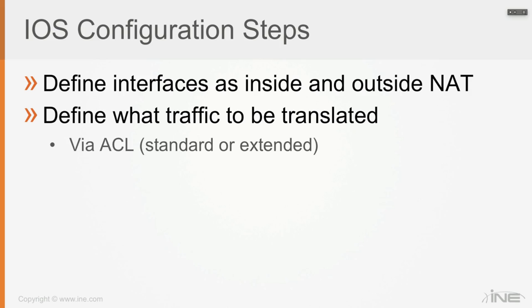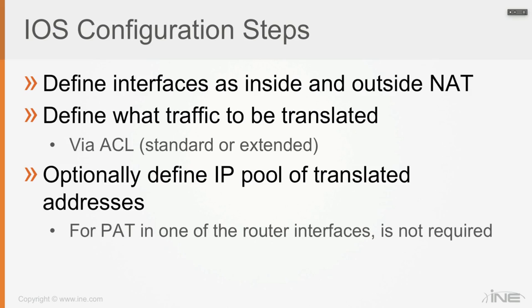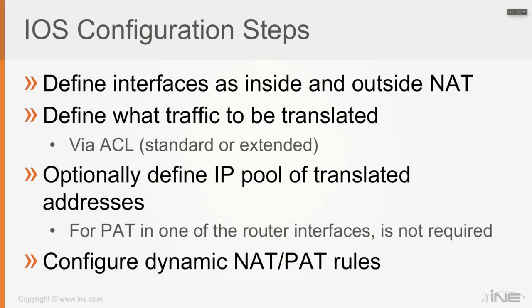Because you may not want to NAT all of them, you're going to define in an ACL who gets NATed. And you can use a standard ACL or an extended ACL, it's up to you. And then you optionally define an IP pool of translated addresses, like into what do you want to translate those hosts from the inside. Now I said optionally because if you do PAT on one of the router's interfaces, you don't have to define a pool. And then of course in the end you configure the dynamic NAT PAT rules.